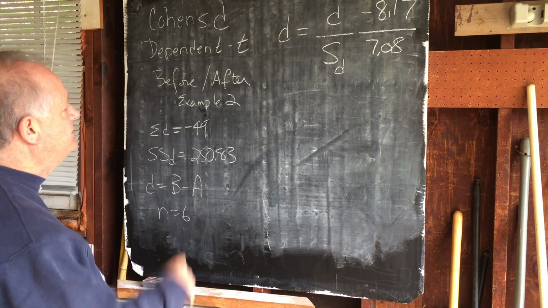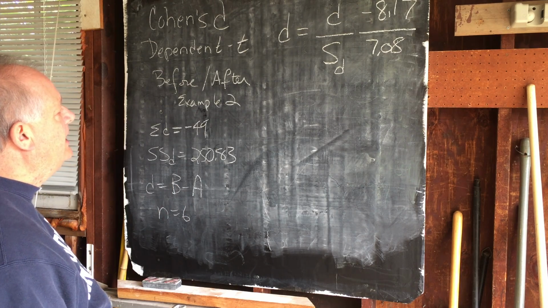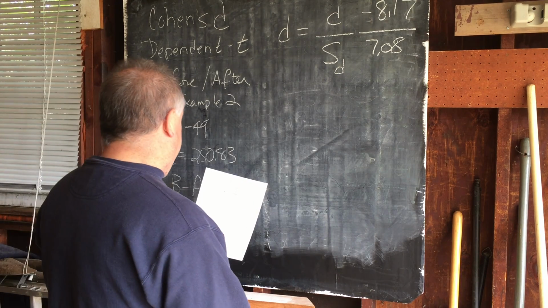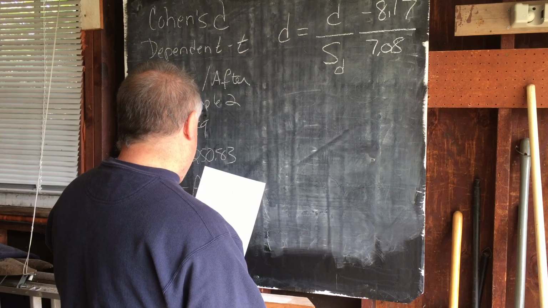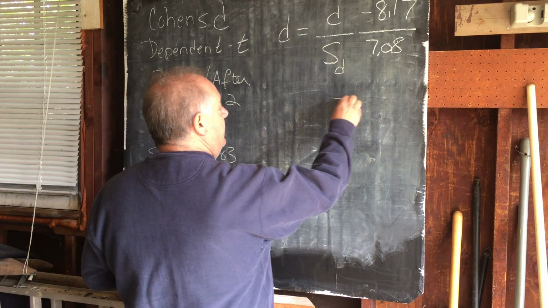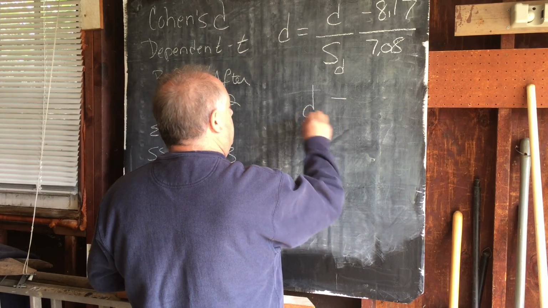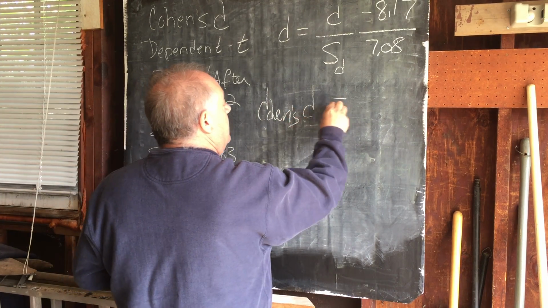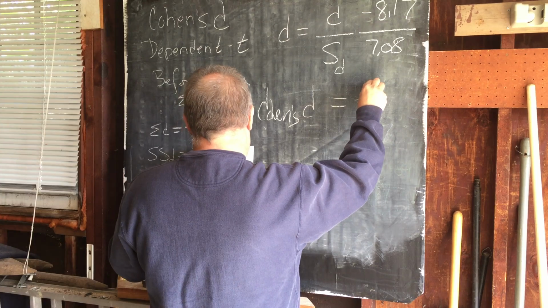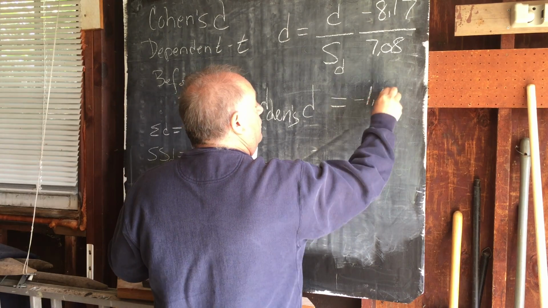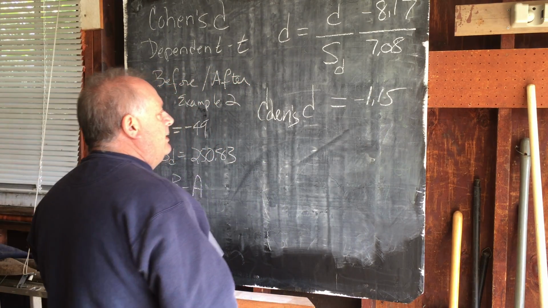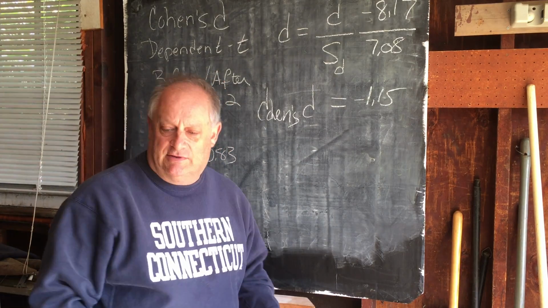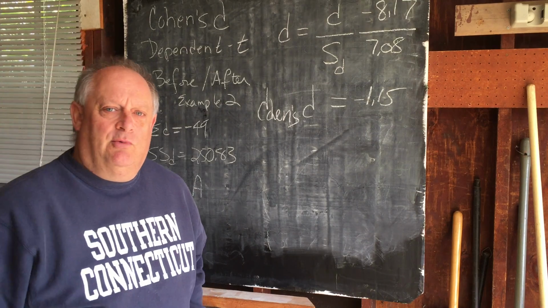Alright, so what do we have? There's the Cohen's D. D bar divided by the standard deviation of D. Negative 8.17 divided by 7.08 is in this case a negative Cohen's D. I'm going to write that out. Cohen's D equals negative 1.15. Now, in interpreting Cohen's D, I can get rid of the sign, just worry about the magnitude of Cohen's D. That's what matters, 1.15.